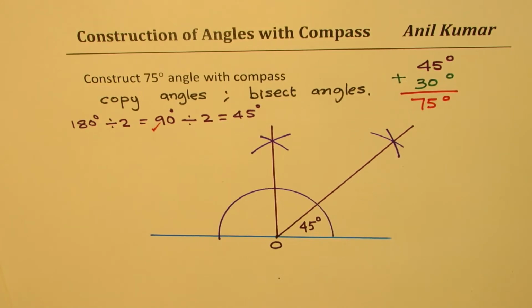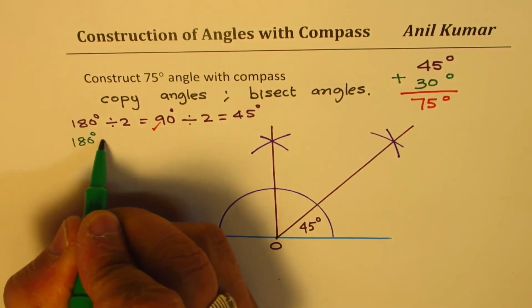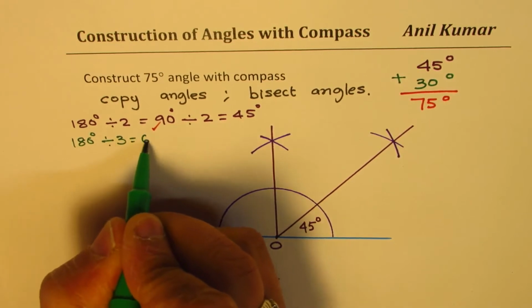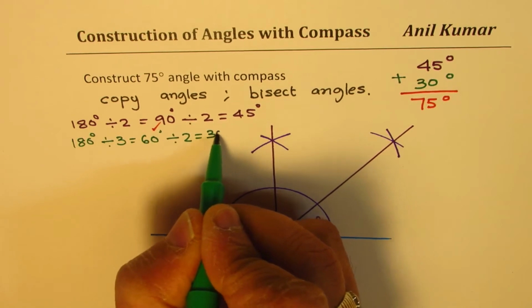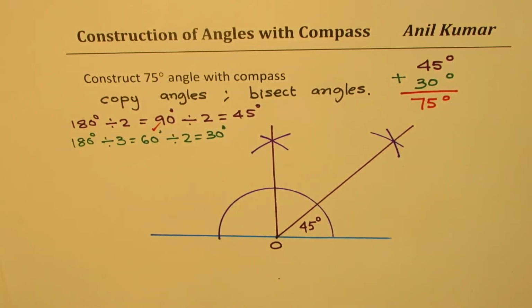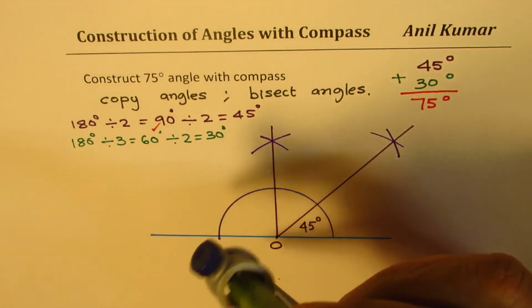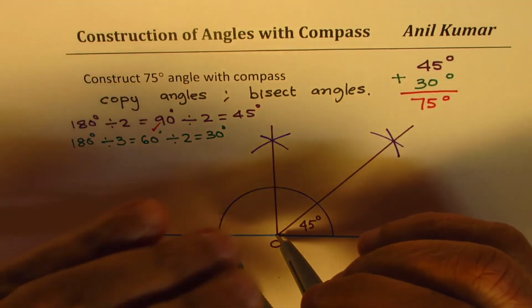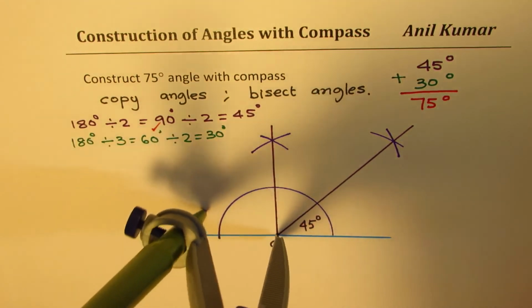How do we do 30 degrees? Well, to get 30 degrees, we'll again start with 180 degrees, divide it into 3 equal parts, get 60 degrees, and then divide it further into 2 equal parts to get 30 degrees. That is how we are going to do it. Okay, so let's see. So we'll again make an arc. Okay, we'll use a different color this time. Let's make a bigger arc. Okay, that's fine. So a semicircle.